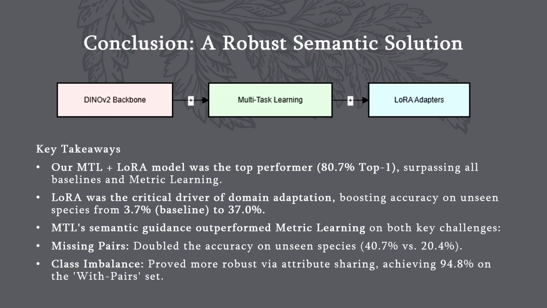In conclusion, our multitask learning plus LoRA model was a top performer. LoRA provided the critical domain adaptation, while multitask learning's guidance proved superior to metric learning and other baselines, successfully solving both the missing pairs and class imbalance challenges.